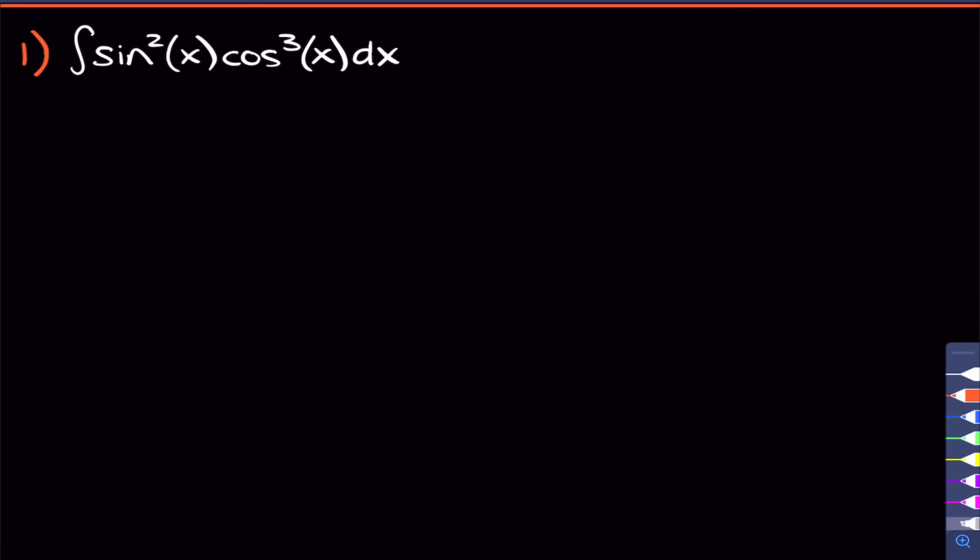So starting with our first problem here, we have the integral of sine squared x times cosine cubed of x dx. Now, here's the problem with this integral. We're not going to be able to make some simple u substitution right off the bat. Like, for example, we're not going to be able to just go u is equal to sine of x, and that would make du equal to the derivative of sine of x, which is cosine of x, times dx.